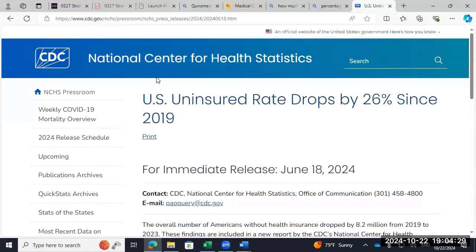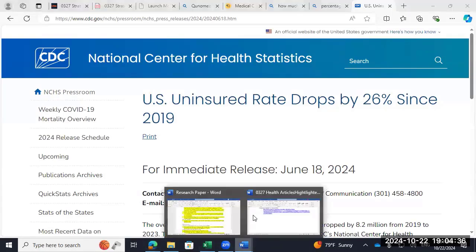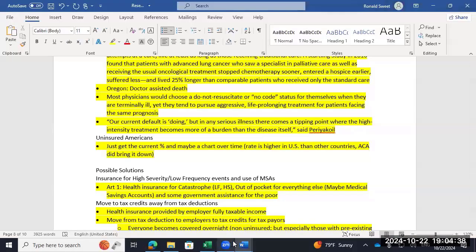So this is a good article right here. So you can certainly find that National Center for Health Statistics. That sounds like a great place to go, right? So I'll let you find that on your own. That's a pretty easy one to find.